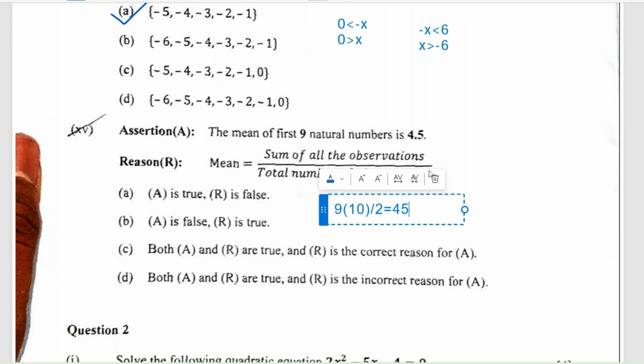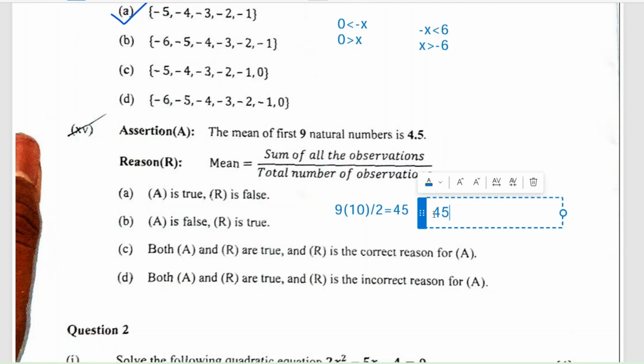Now the total number of observations is 9 and the sum of observations is 45. So this is 45 by 9, equal to 5. Here the given value is 4.5. So the assertion is false and the reason is true. Option B is the correct answer.